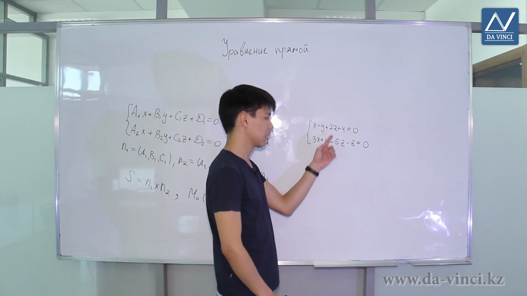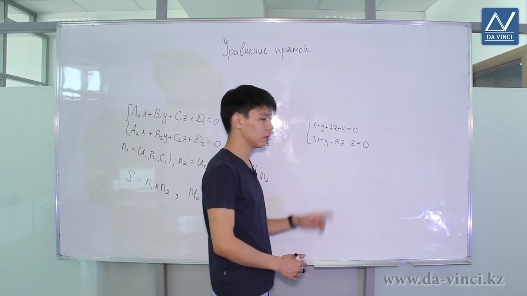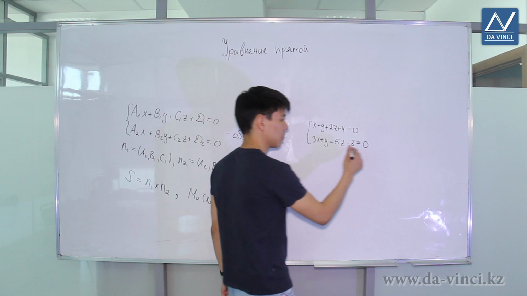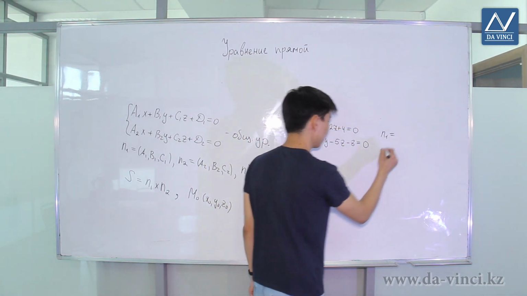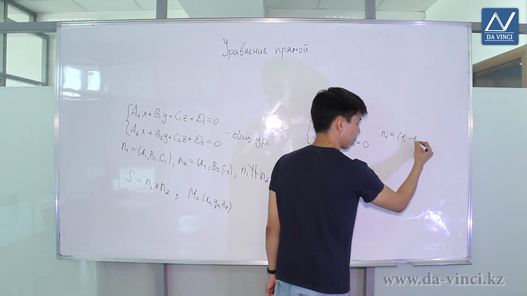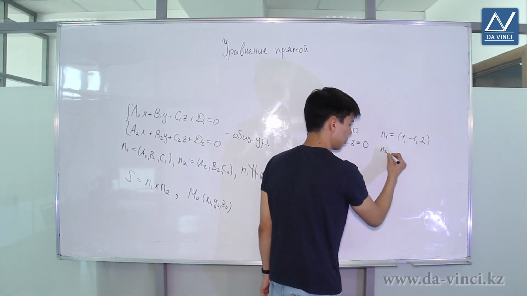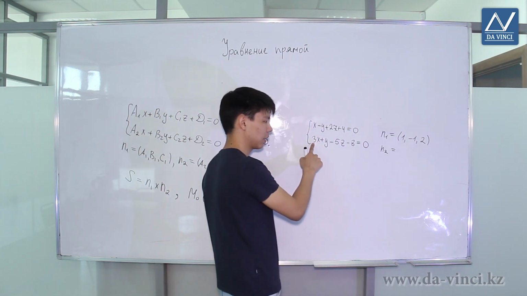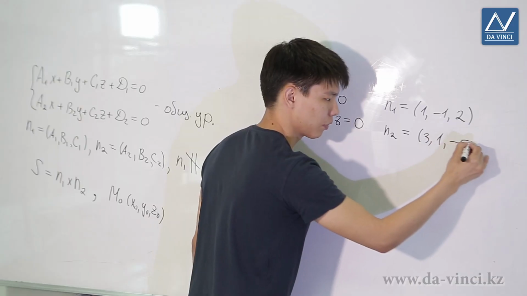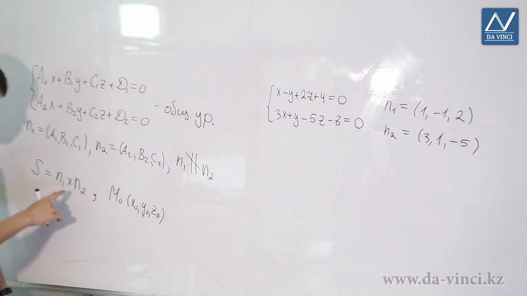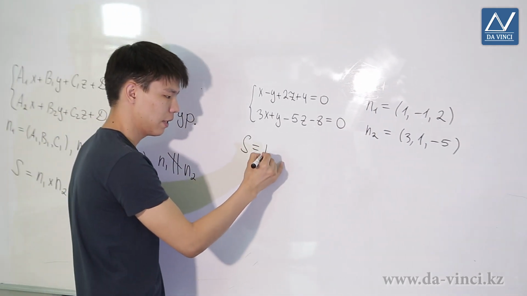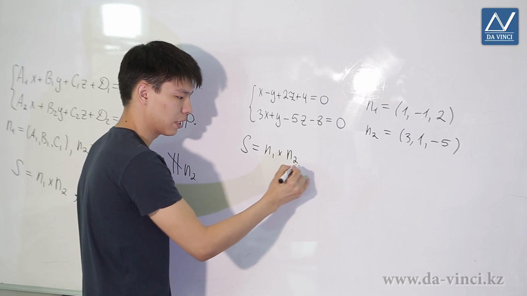Let's consider an example. Let's have the general equation of the line, and we need to draw up, let's say, the canonical equation. So we write the normal to the first plane. N1 will be a vector with coordinates 1, minus 1, 2. And we write the normal to the second plane. It's a vector with coordinates 3, 1, minus 5. Knowing the normals using this formula, we can find the direction vector S. That is, S is the vector product of n1 and n2 vectors.